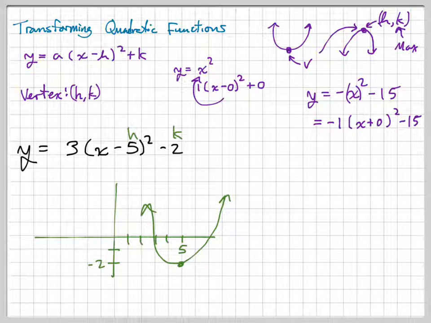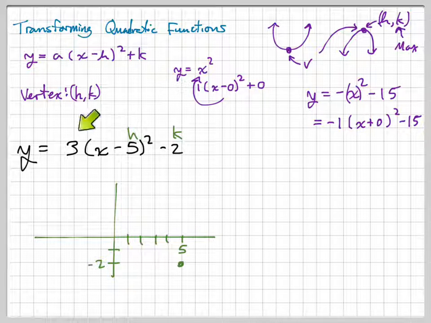Now, if you want to be a little bit more specific, you have to know what the 3, what the a, does to my graph. If the a is greater than 1, then it's going to make the graph skinnier. If the a is less than 1 but greater than 0, then it's going to make it fatter.